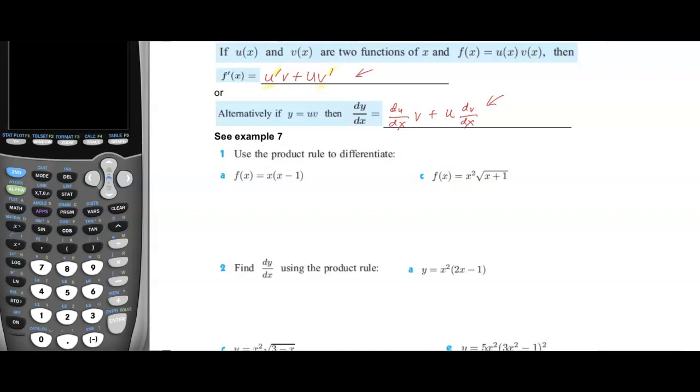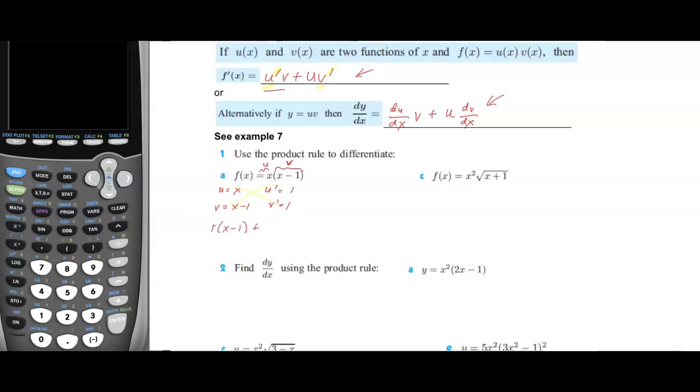Number 1, use the product rule to differentiate the following. So what we're going to do first is assign which part is u and which part is v. Usually we just put the first one as u and the second one as v. If u is x and v is x minus 1, then u dash is 1 and v dash is also 1, right? So then we're going to multiply these together. We're going to do u dash v first.